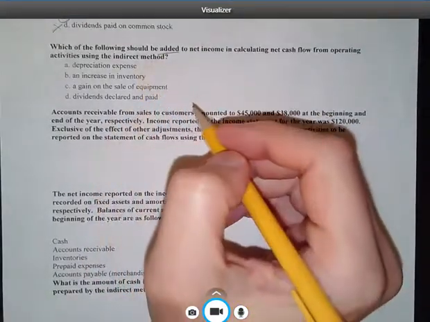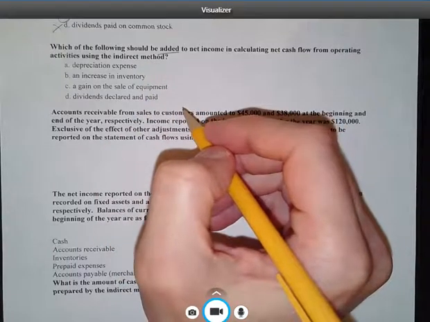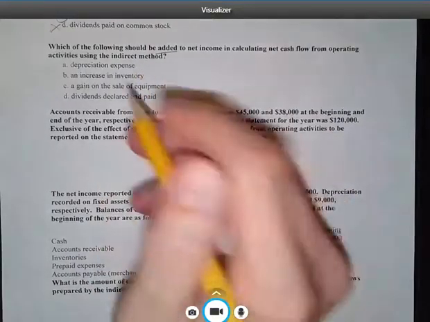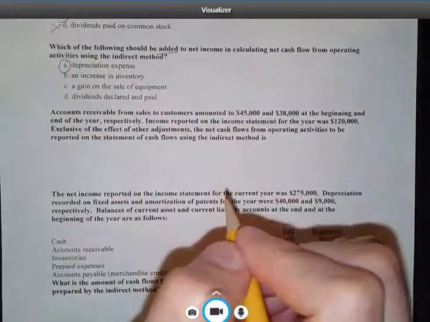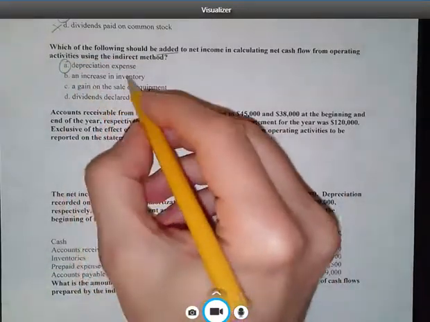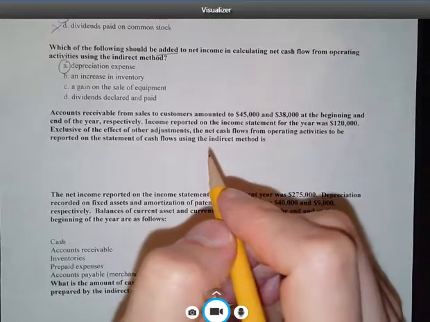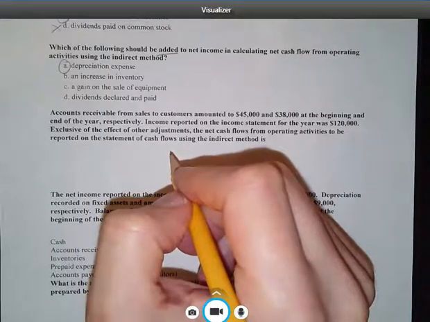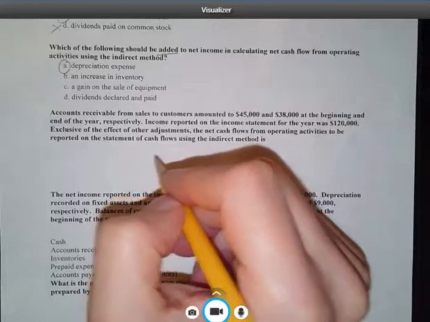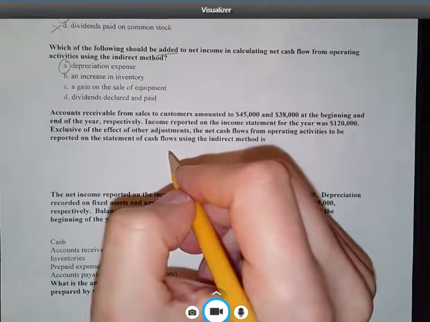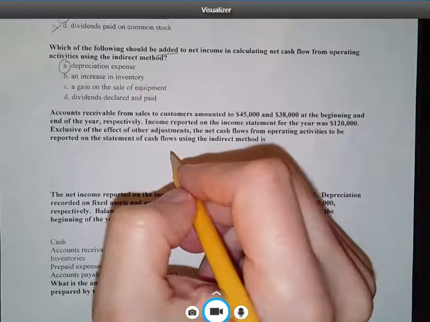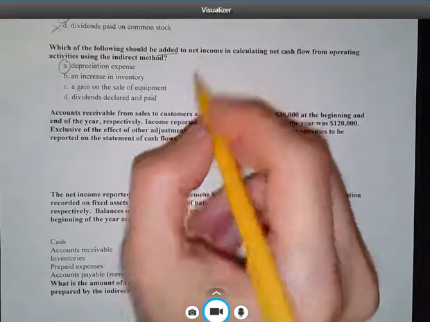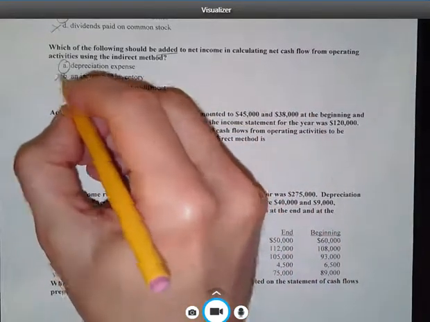Depreciation expense is a non-cash expense that represents a decrease to net income, so we have to add that back. Depreciation expense is an add back. That's going to automatically be our right answer. An increase in inventory. Well, it means we have purchased some extra inventory, and we used cash to do that ultimately, yet we have not sold that. So the profits are not reflected in net income. So that would be a subtraction.